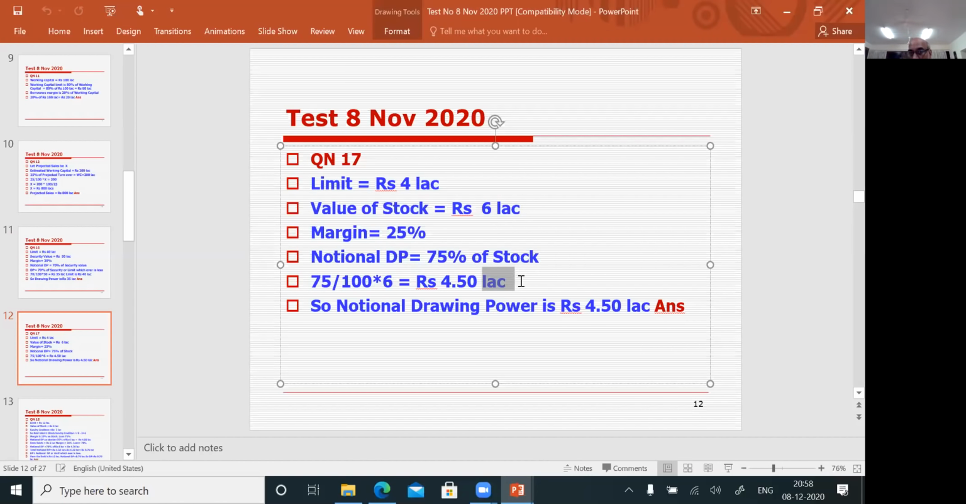So suppose if they ask in the exam, what is the DP? Notional DP or limit, whichever is less. So if in the exam they ask what is the DP, here you will write 4 lakhs because notional DP is coming 4.5. Since they asked the notional DP, you have to give the answer 4.50 lakhs. Question number 17, the answer is 4.50 lakhs.